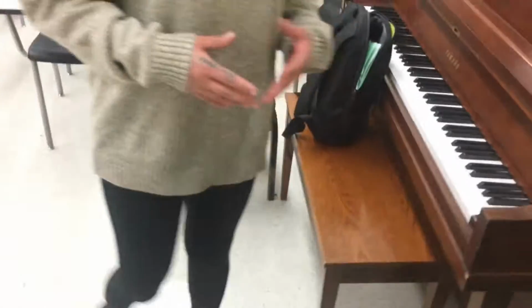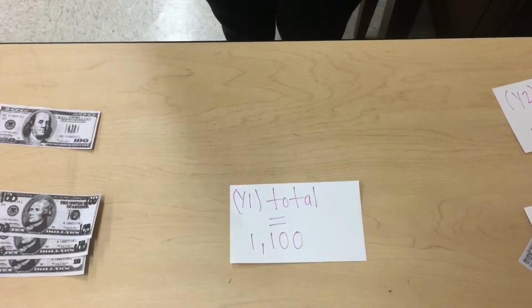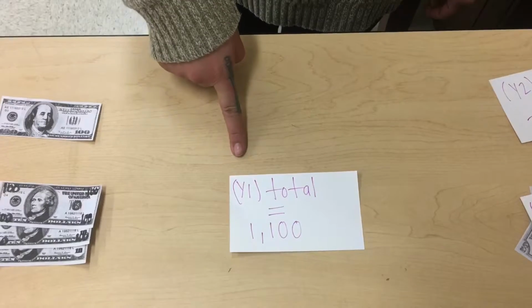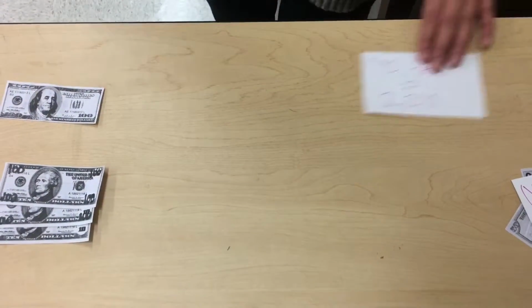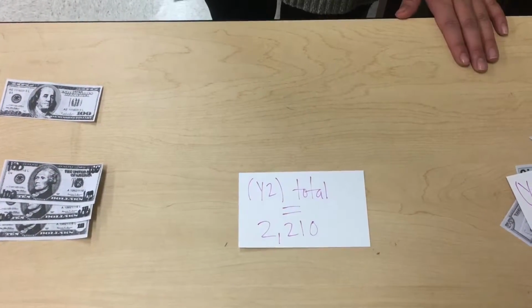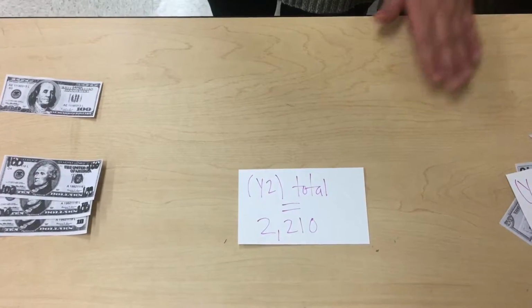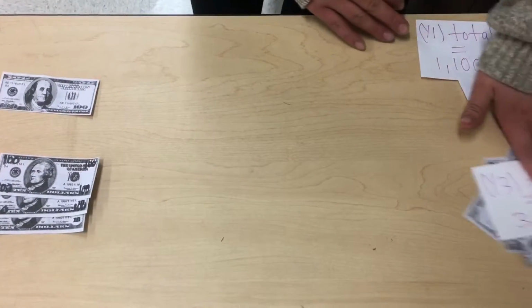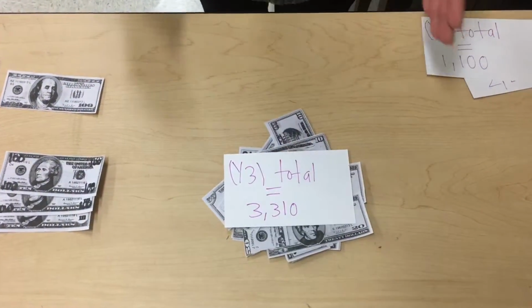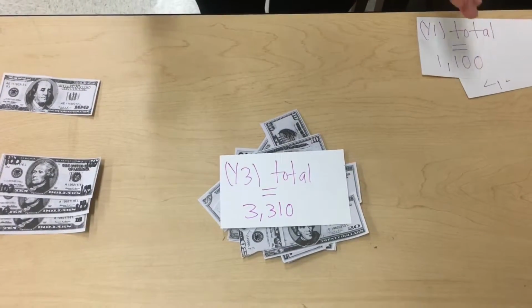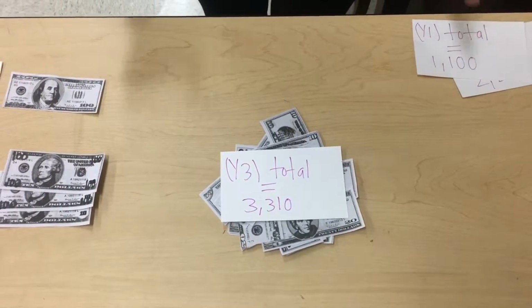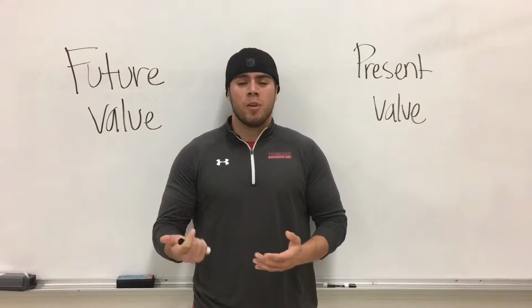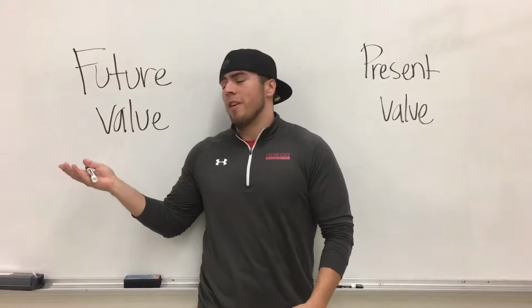$3,310. So my total for year 1 was $1,100. My total for year 2 was $2,210. And at the beginning of the third year, my total, when I went to the bank and withdrew my money, was $3,310.